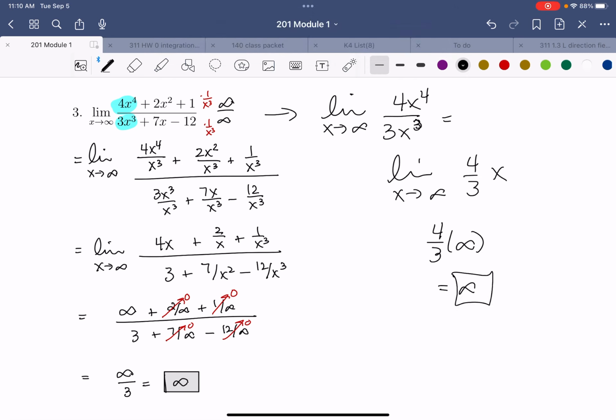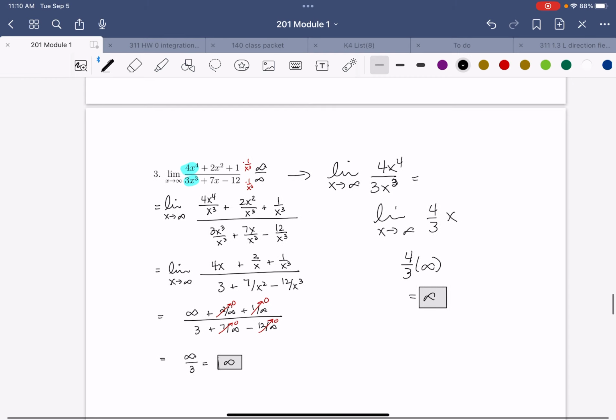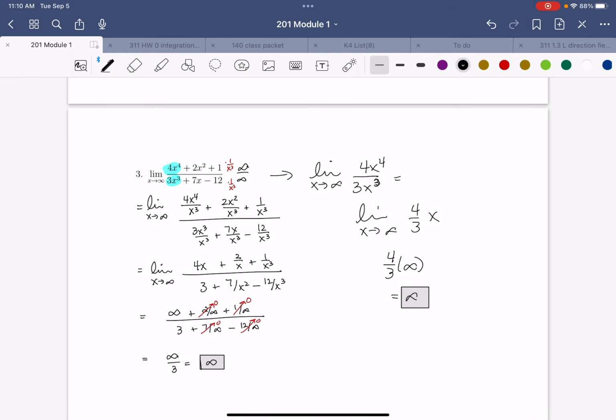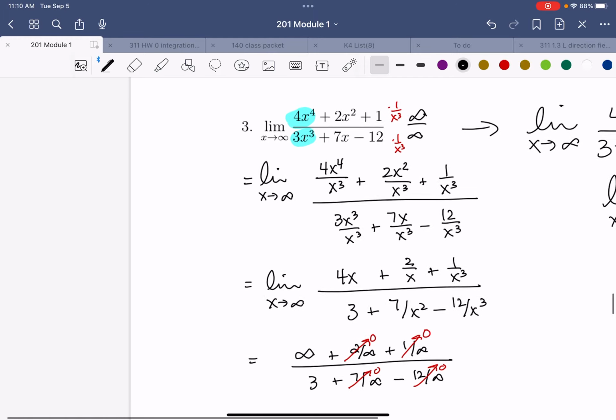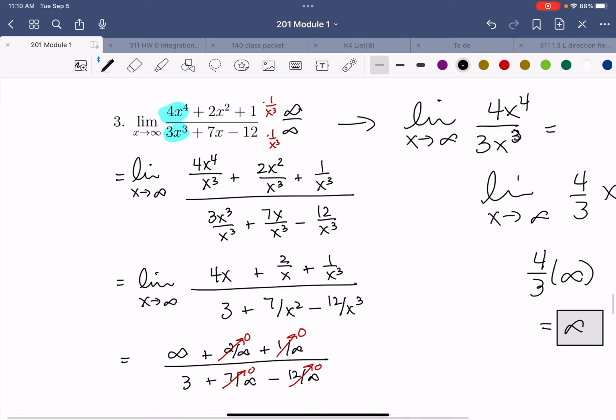Okay, so that's kind of a shortcut way to determine what your answer should be. But when you're asked to justify your answer using algebra, I want you to show what you're multiplying by and give me all this good stuff here on the left.